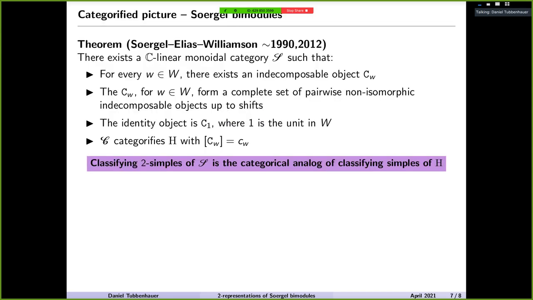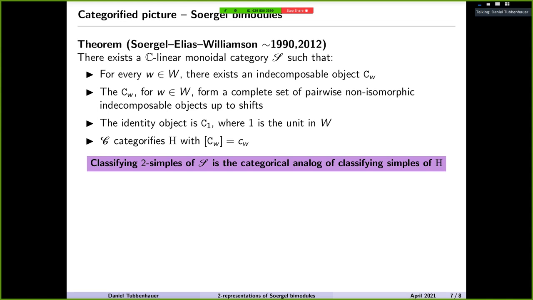Okay, in the last 4 minutes, I don't have time to explain Soergel bimodules or those things, so I just list the main properties. As studied by, let's say, those three guys, and a lot of many others. I should coin many more names. I'm so sorry.